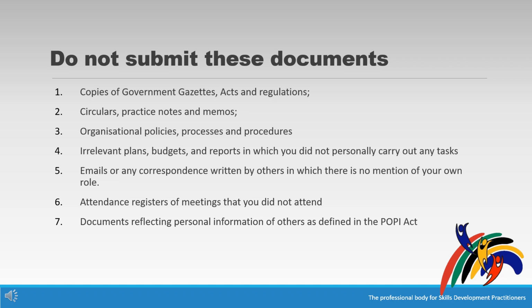Number 4 is irrelevant plans, budgets, and reports in which you did not personally carry out any tasks. Emails or correspondence that do not mention your name anywhere. Attendance registers of meetings you did not attend. These sorts of documents just fill out the evidence and don't actually add anything to the evidence and will be ignored by your evaluator.